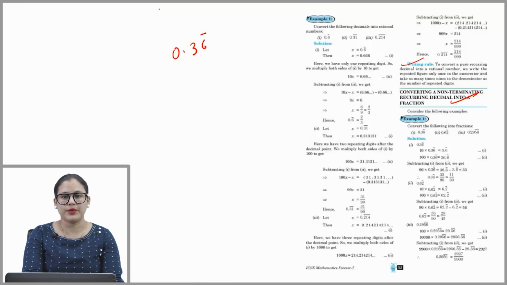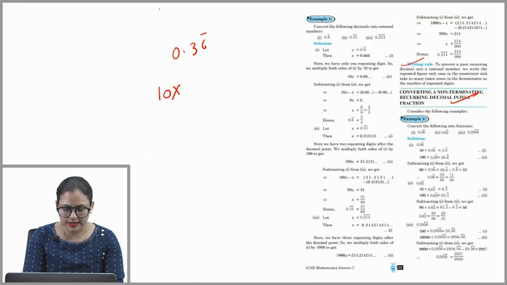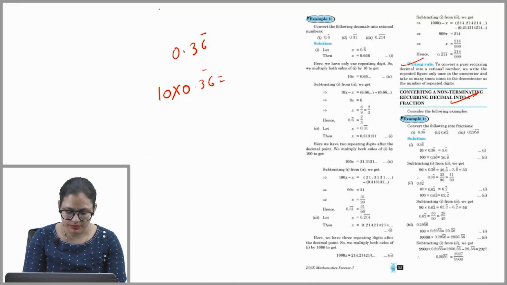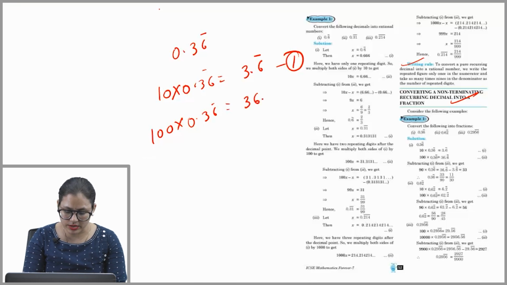Now let's move on to the next example. 0.36 with a bar over the 6. First you will multiply this by 10. The decimal will shift here: 3.6 with a bar. This is equation 1. Then multiply by 100: 0.36 bar times 100, you will get 36.6 with a bar. This is equation 2.